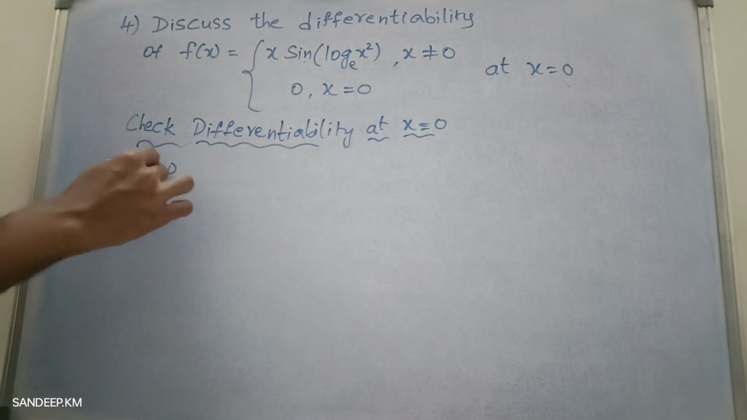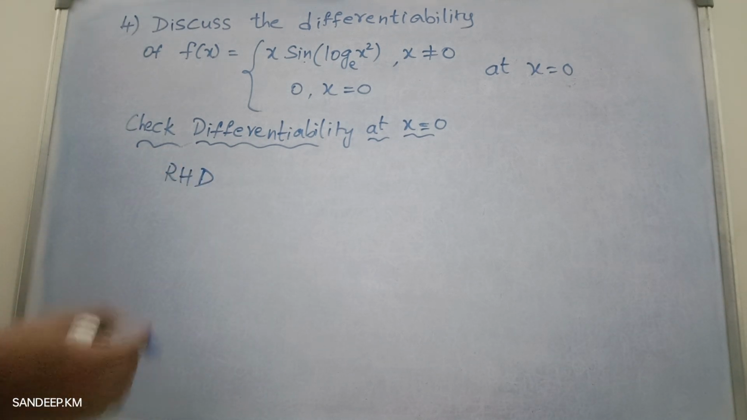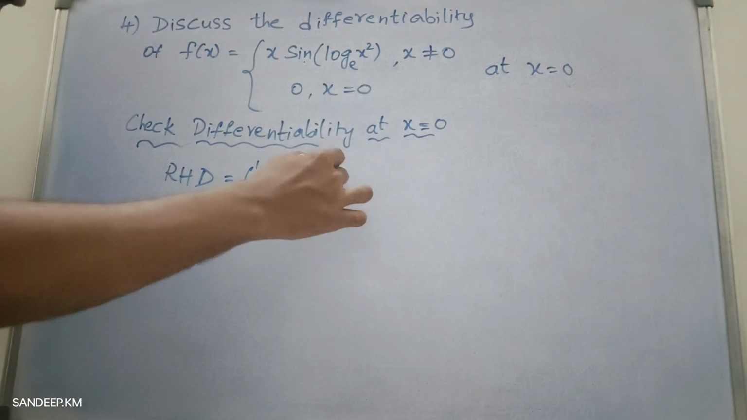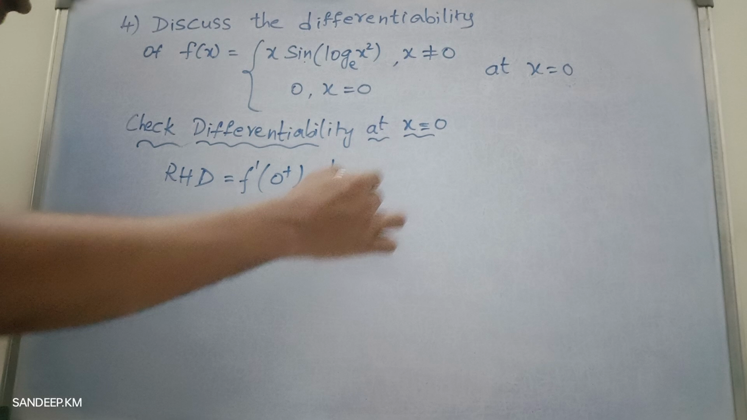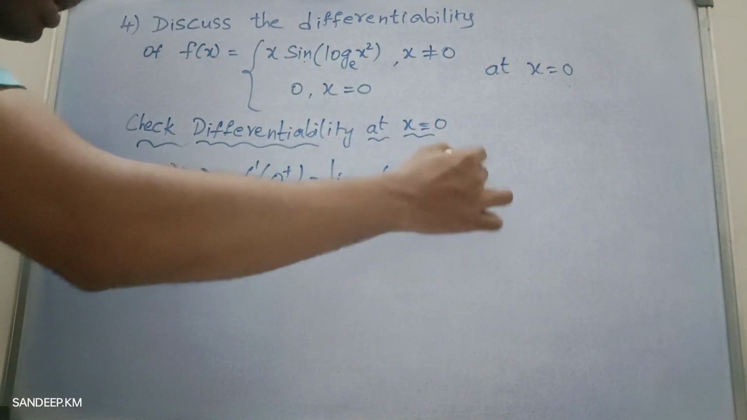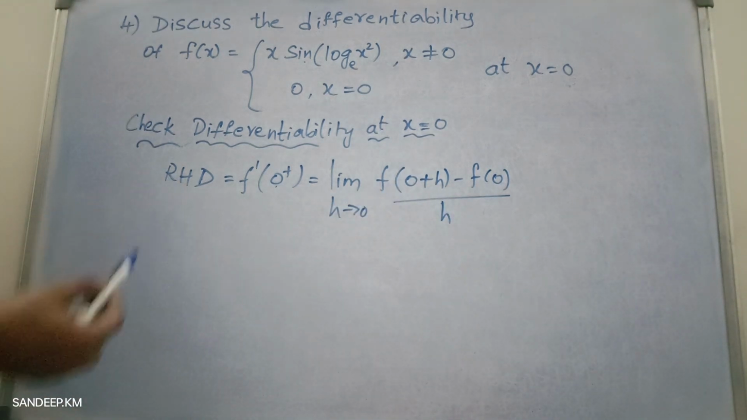First I will go with RHL, or you can also say RHD. You can also try with LHD. Let me see what happens with right hand differentiability. f dash of 0 plus, which is limit h approaches 0, f of 0 plus h minus f of 0 whole divided by h, because it is RHD.